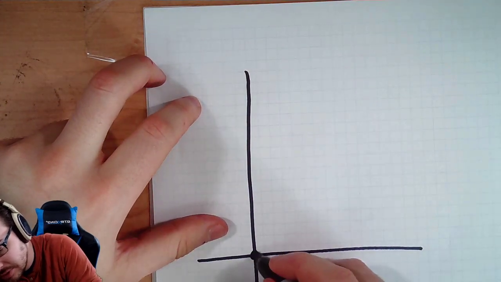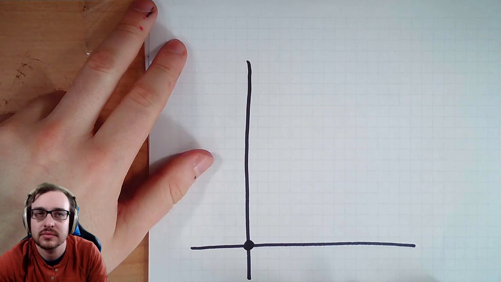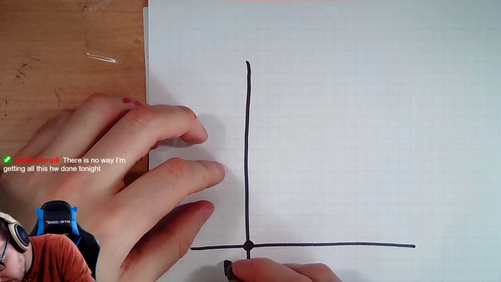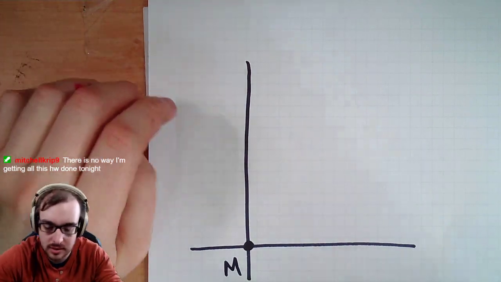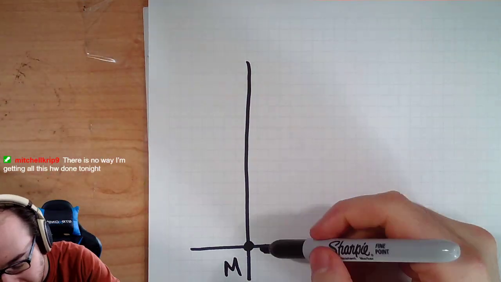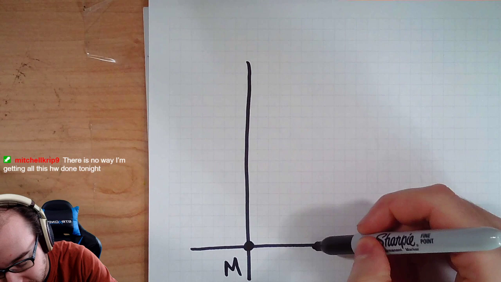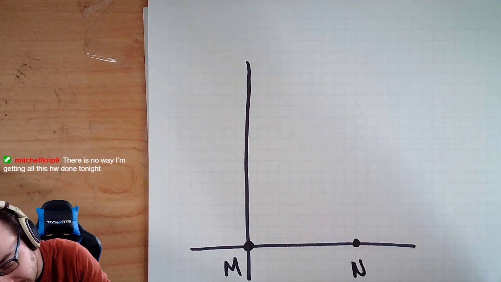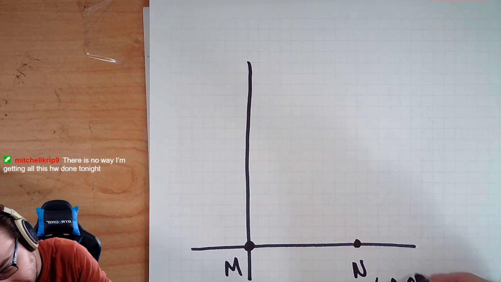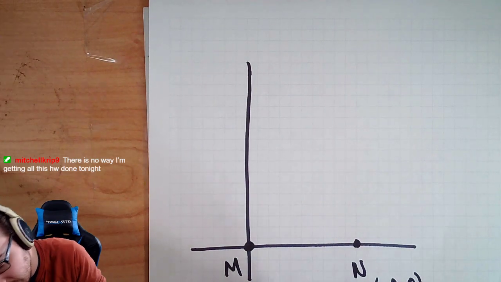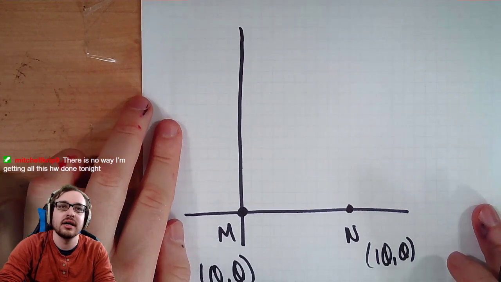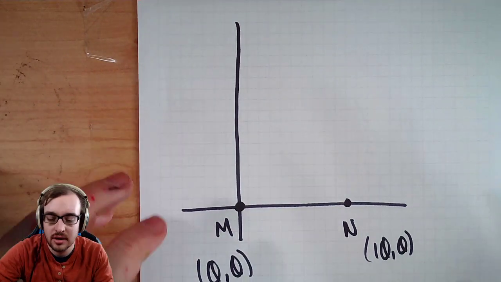So if I start one of my coordinates on 0, 0, right? This is M and P, so M. And let's say 1, 2, 3, 4, 5, 6, 7, 8, 9, 10. Let's go 10 out. There's N. So that's 10, 0. This is 0, 0. Where does P have to be? Where does P have to be?